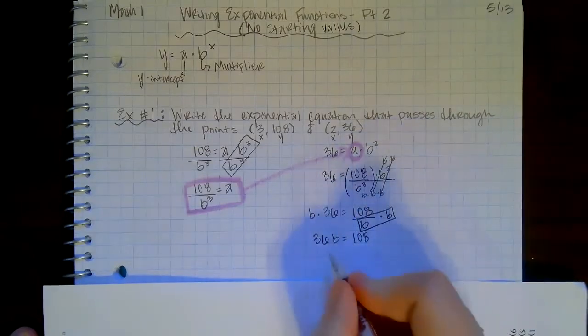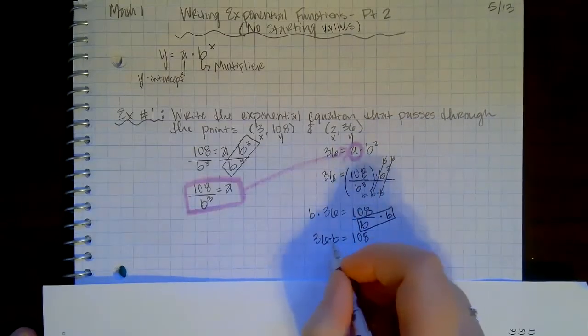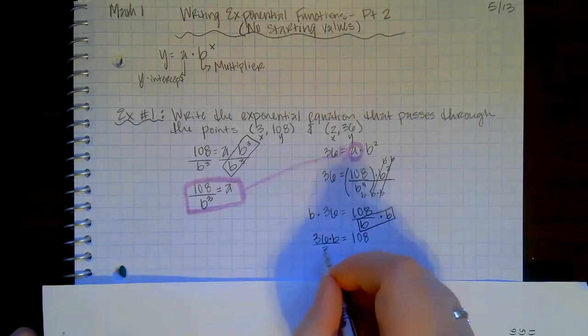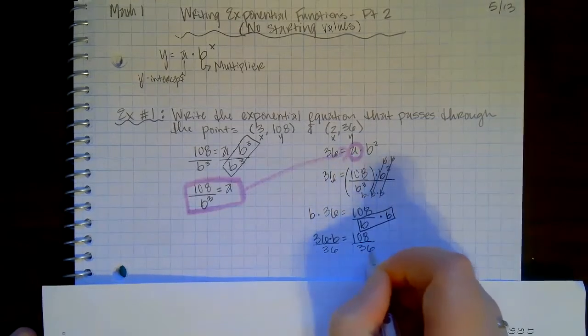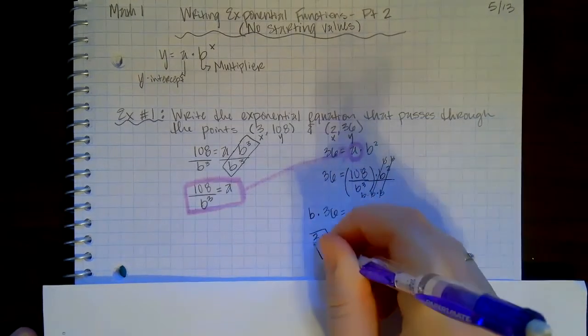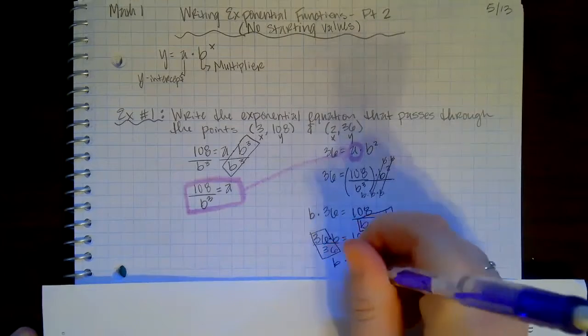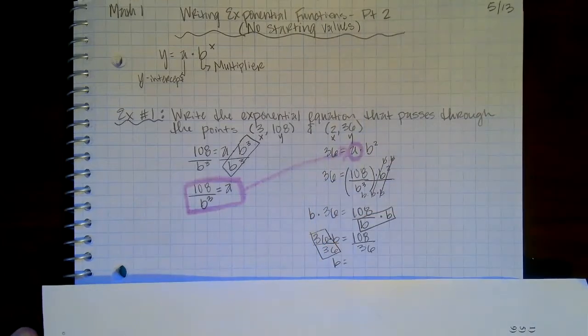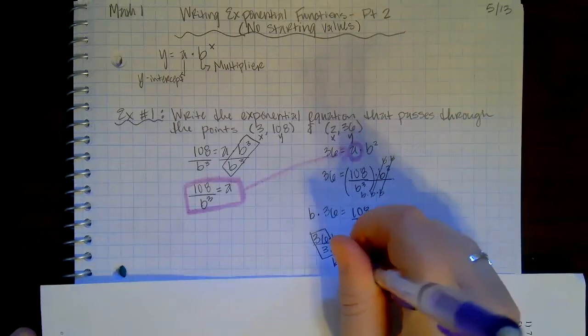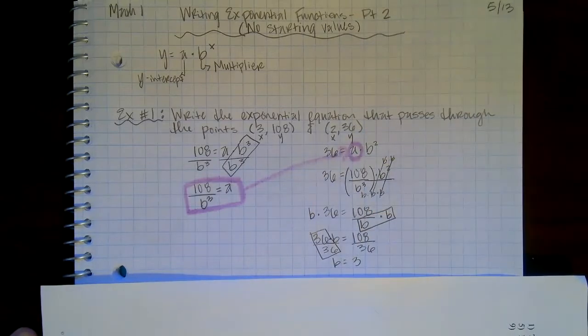And then to get rid of, this is multiplication, 36 times b, so to get b by itself, I would divide by 36 to both sides. So 36 divided by 36 is just 1. b equals, and then in my calculator, I'm going to do 108 divided by 36, and that gives me 3. So my b value is 3. Now I'm not quite ready yet to write my equation because I still don't know a.